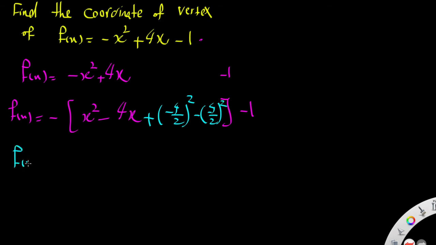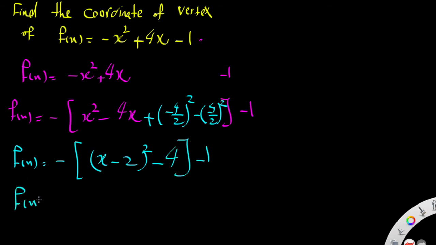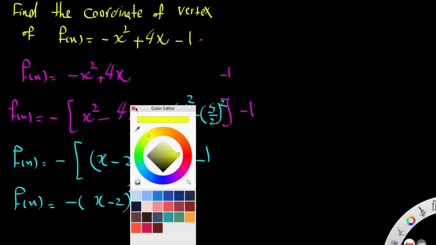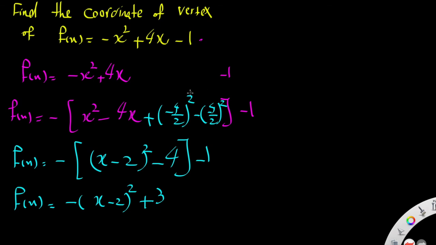So it will be f of x is equal to minus (x minus 4 over 2, which will be 2, so it will be x minus 2) squared, minus 4 over 2 will be 2 to the power of 2, 4. It is positive times negative, negative, so minus 4, minus 1. Distributing this negative, it will be minus (x minus 2) squared, minus 4 times negative will be positive 4, minus 1 will be 3. Now it is written in the completed square form.